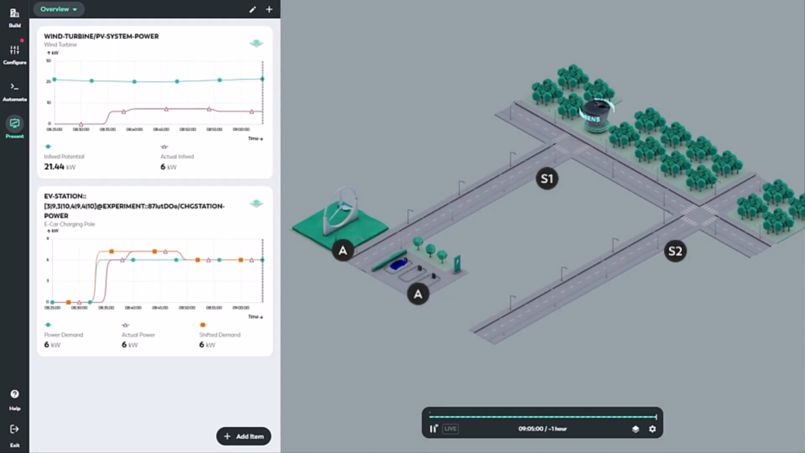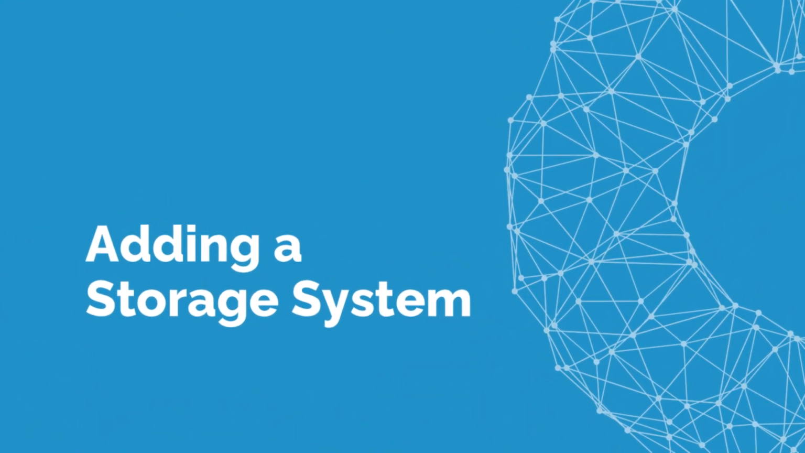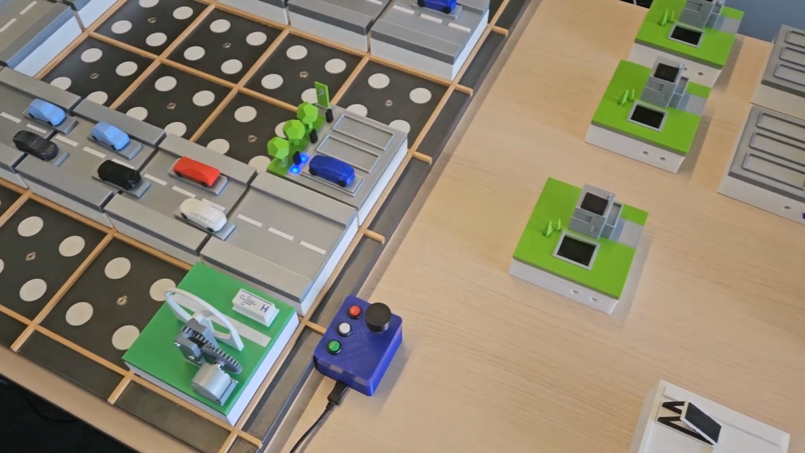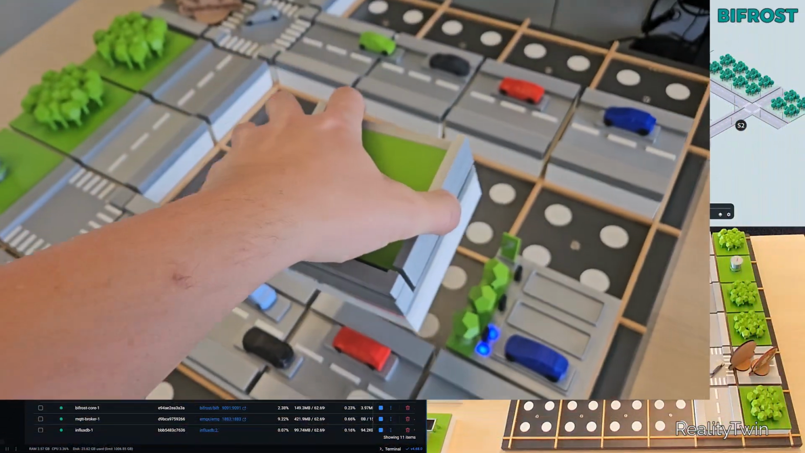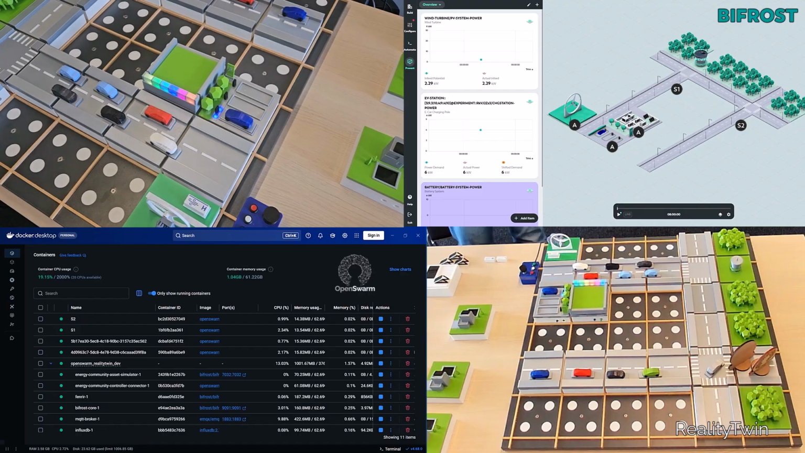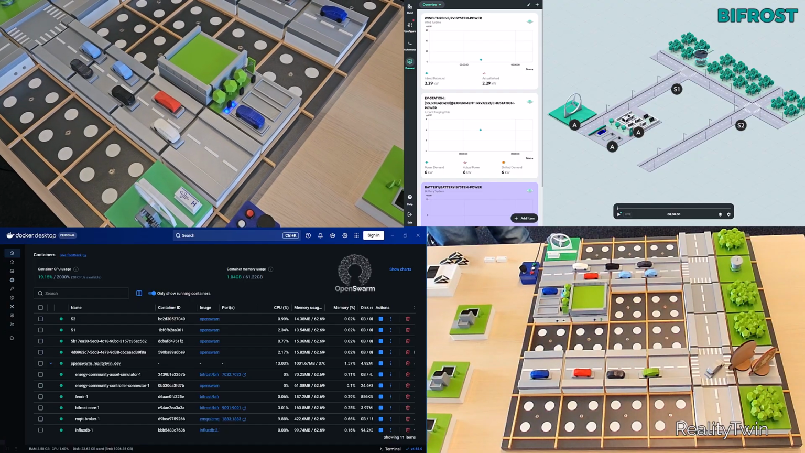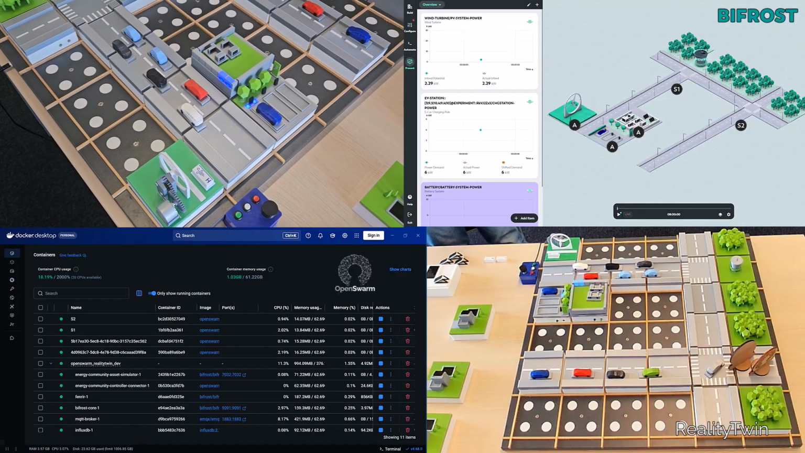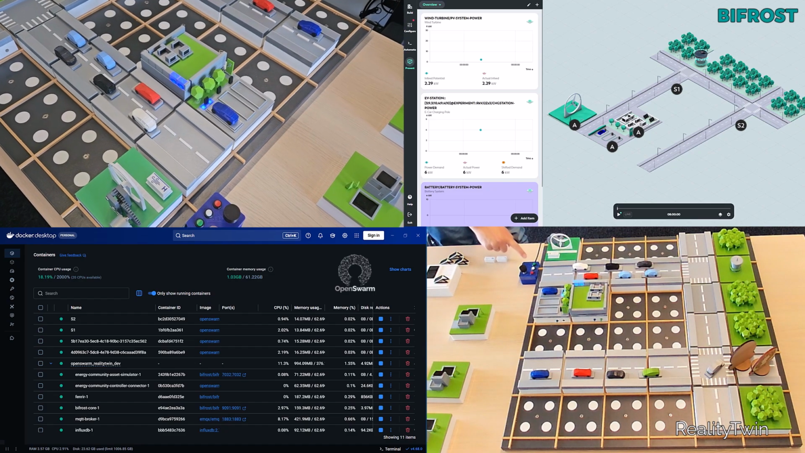Maybe we add another element, in this case a storage system. These are these elements. Place it here, right beneath the charging station. We can change the storage size by adding these elements to the system. So let's start again the simulation.